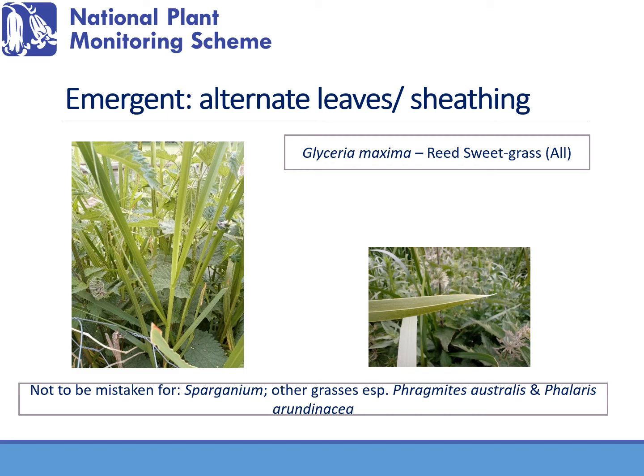And that's how you would tell them apart from Sparganium, which has a very flattened leaf surface, but with a triangular leaf shape.